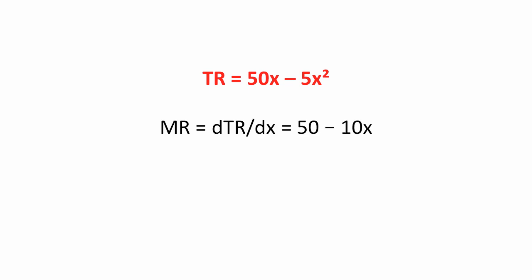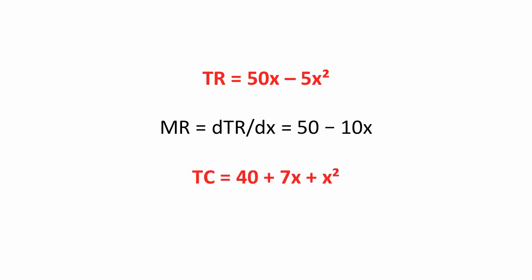Deriving that, marginal revenue is dTR/dx. 50x becomes 50, drop your x, minus 5x squared becomes minus 10x. In other words, your power of 2 multiplied by minus 5 will give you a minus 10, and you reduce your power by 1. So 2 minus 1 will give you a power of 1. So minus 10x to the power of 1 or minus 10x.